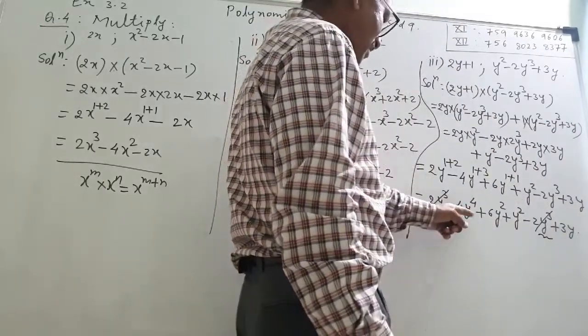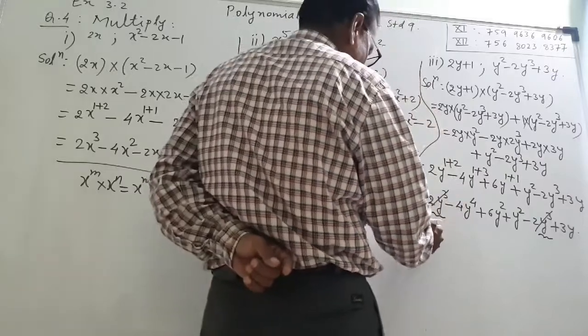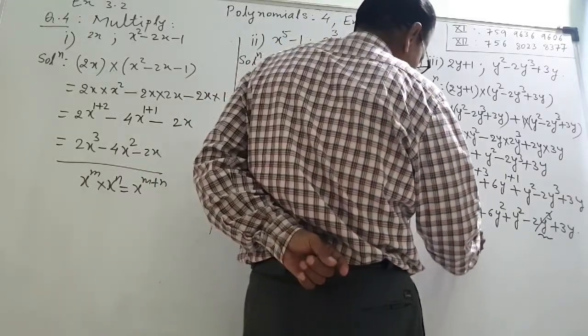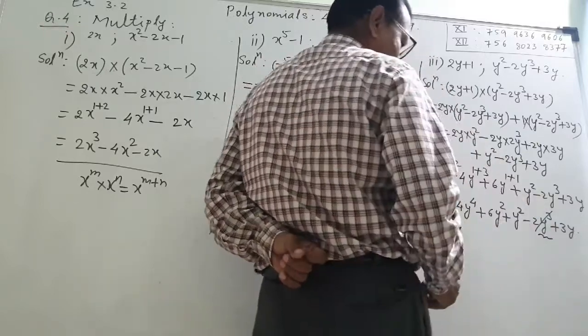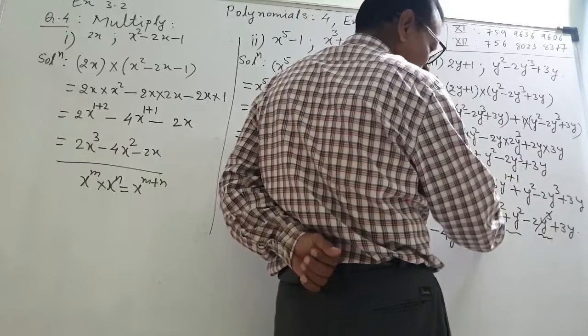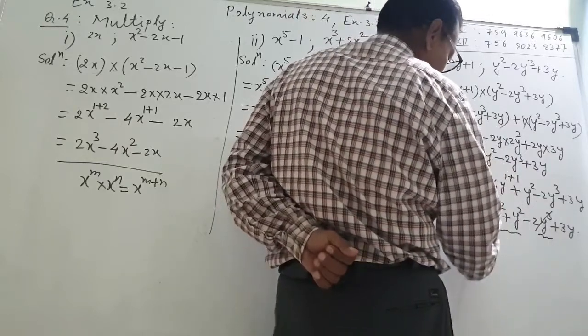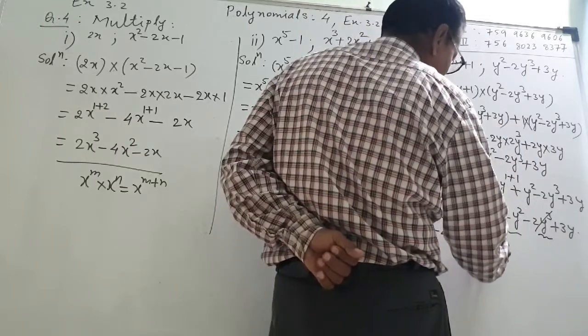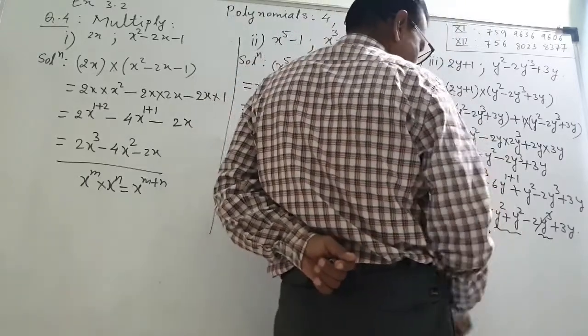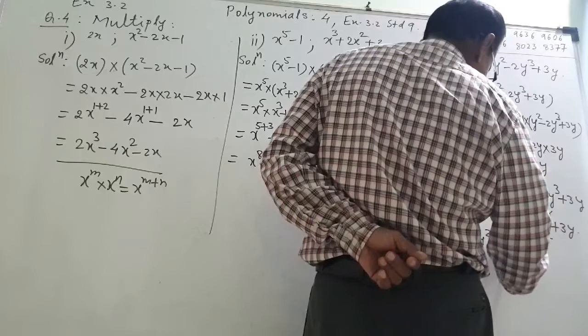Now is there any pair for this y raised to 4? No. So this I will write as minus 4y raised to 4 as it is because it doesn't have a pair. Now for this, 6y square plus 1y square is equal to plus 7y square. So this is also over. Now this plus 3y.